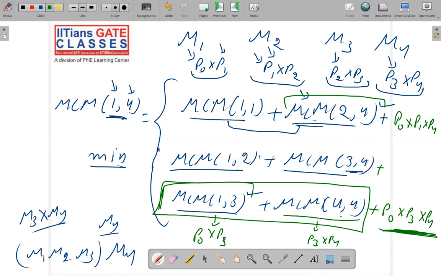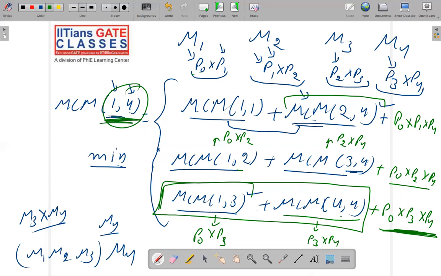Similarly, for this option, what will be the end matrix? It will be P0, P2. What will be the end matrix for this one? P2, P4. So what will be the cost here? P0, P2, P4. Okay. So this is the way to split 1 to 4 if we are given 4 matrices. What if we are given 100 matrices?